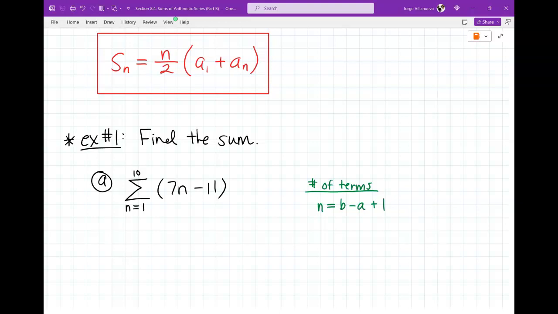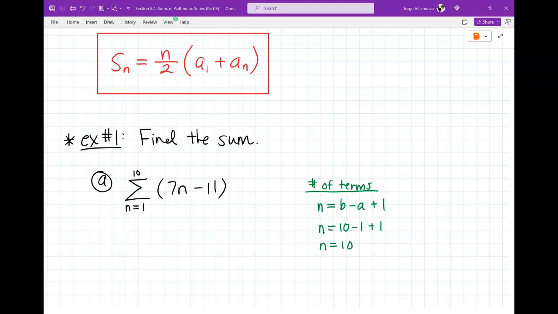Okay? So to find the number of terms, you're doing b minus a plus 1. Well, b is 10 and a is 1. So n is 10 minus 1 plus 1. So that means n is equal to 10. So that's not too hard to figure out. It's just a little minor subtraction and addition, right?